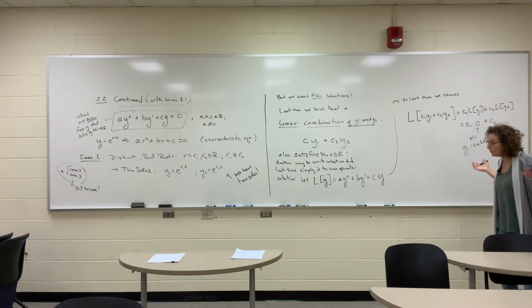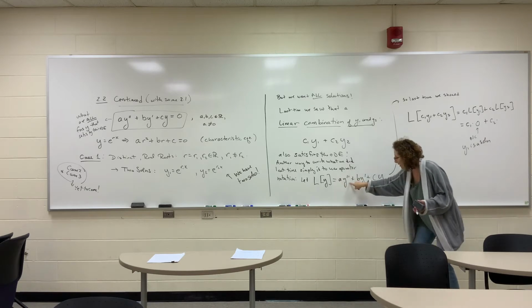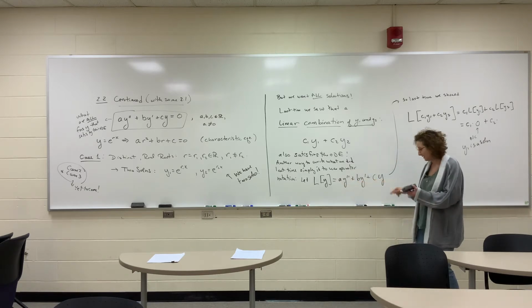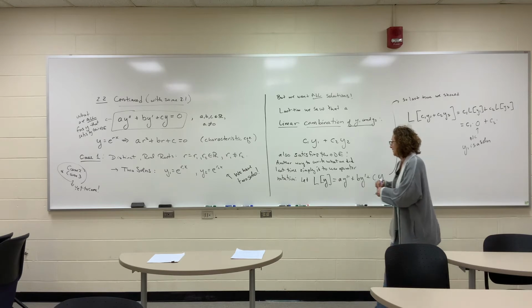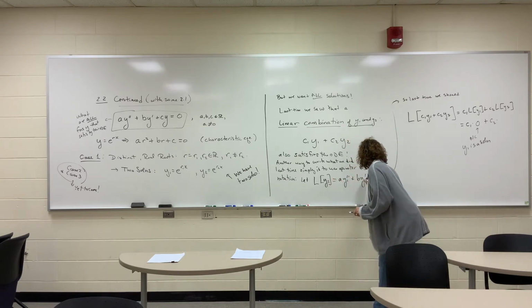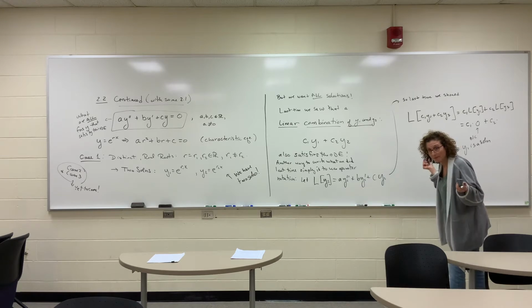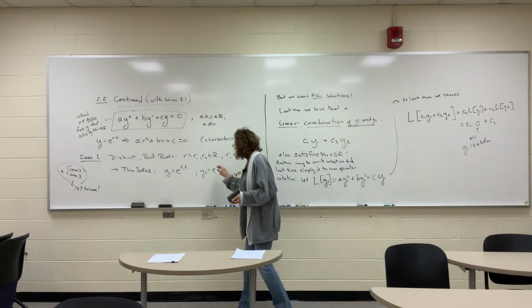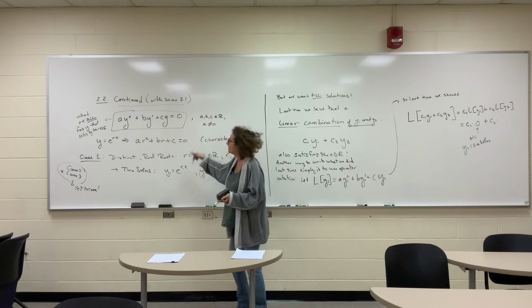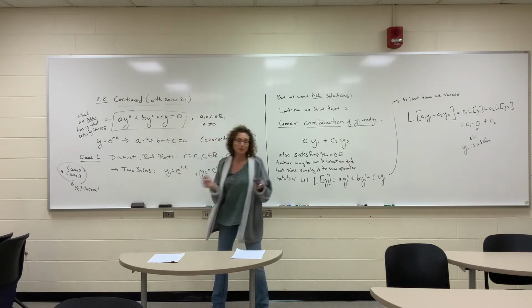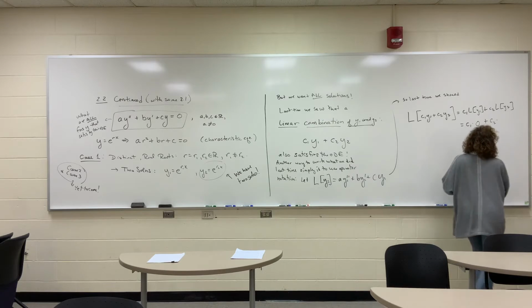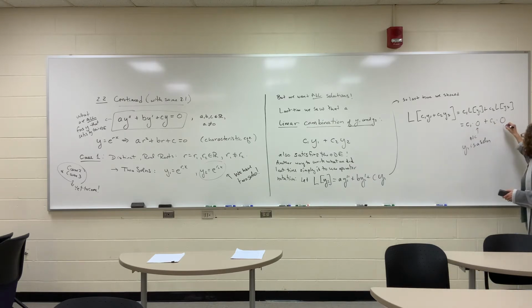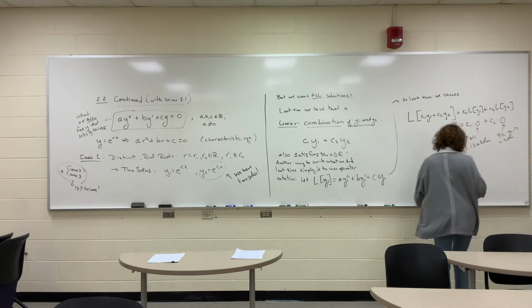Well, what is L of y2? L of y2 is A y2 double prime plus B y2 prime plus C y2. You just put a y2 everywhere. But y2 is the function we said is a solution of this equation, so what does L of y2 have to equal? 0. Good, because y2 is a solution. You can see why operator notation becomes a lot simpler to use.